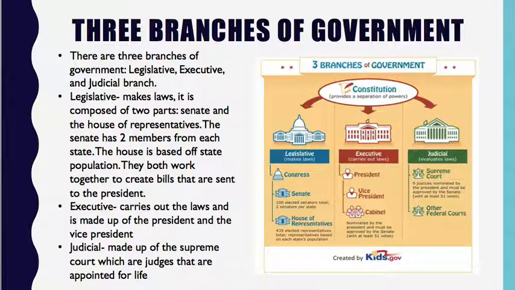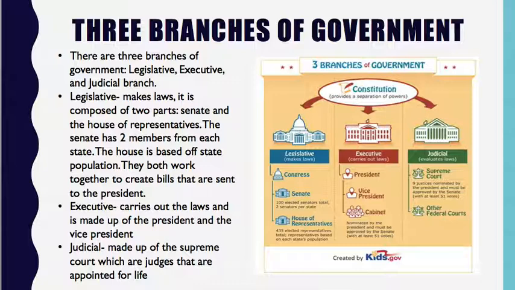The legislative branch makes laws and is composed of two parts, the Senate and the House of Representatives. The Senate has 2 members from each state, and so there are 100 senators, which come from the 50 states. So 50 times 2 is 100. So there are 2 senators from each state.